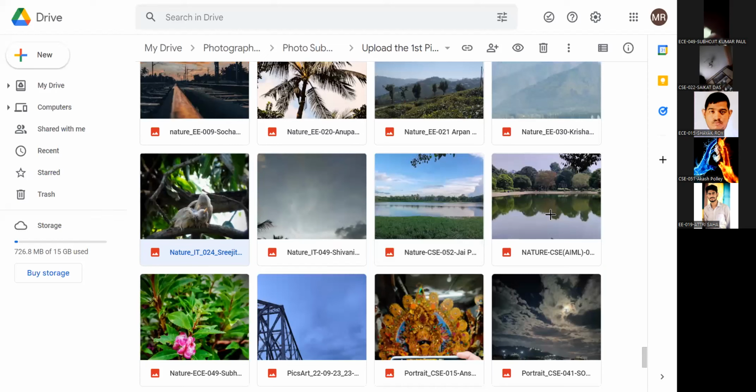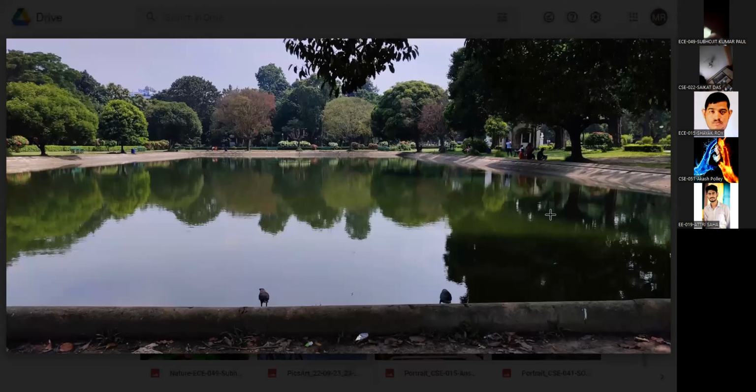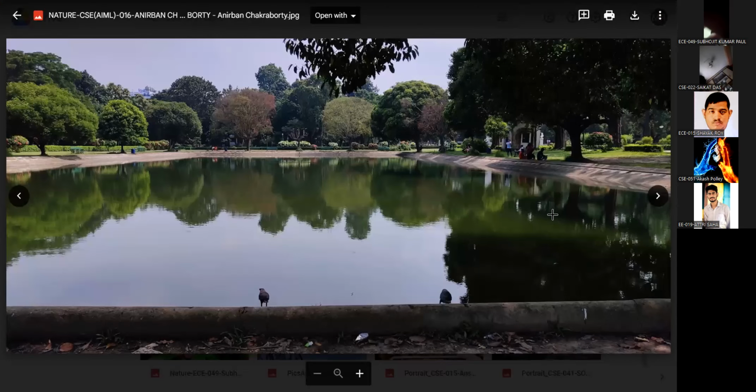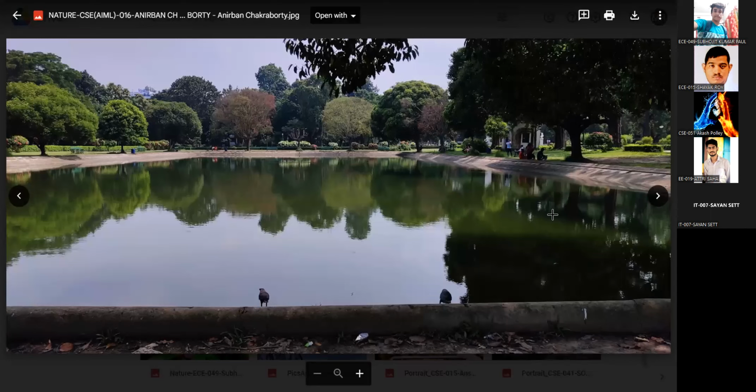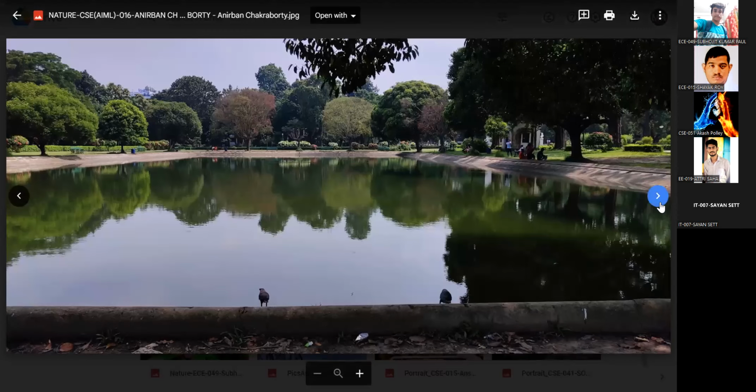I think this picture was taken at Victoria Memorial. On the left hand side, there is a pond, and it is the picture of that. It's not a unique subject. In stock photography, so many people can take this kind of picture. So for me, it is just another one.